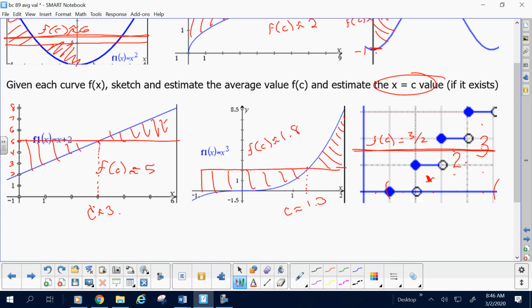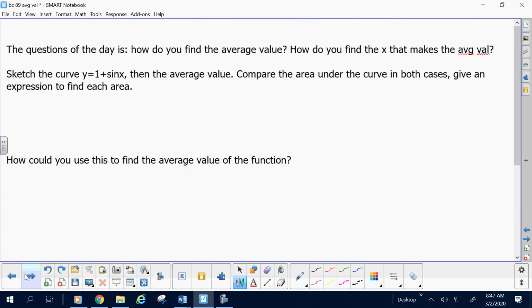What's the x at which it's made? I love teaching calculus on a Monday morning. There is no x equals c where y equals 3 halves because the curve is not continuous. We'll talk about that in a minute. All right. Now, the question of the day is then, how do you find that average value without estimating it graphically? How do you analytically find it? And how do you find the x that makes that average value?